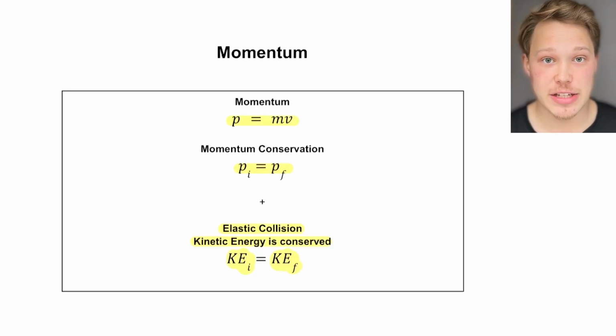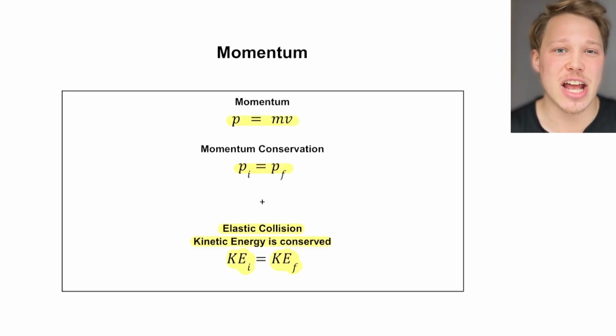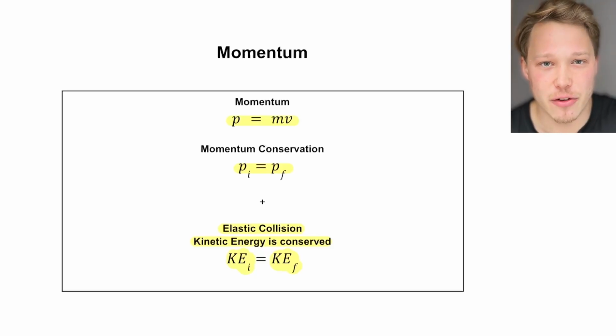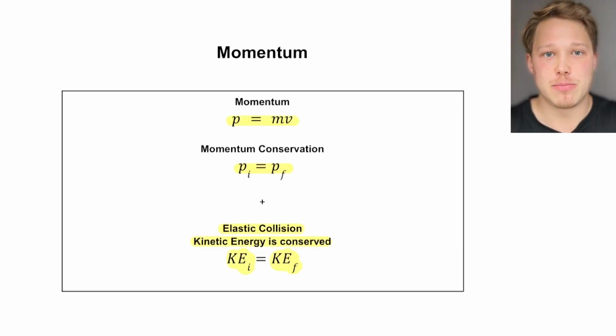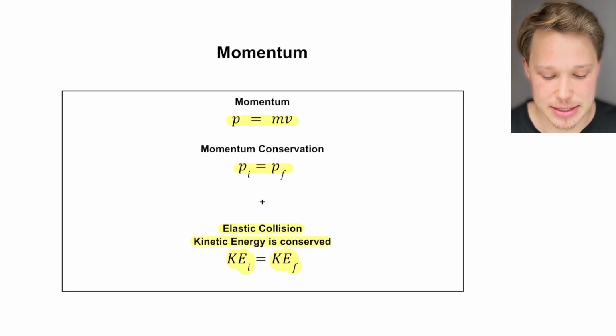Now, nothing in physics says that fundamentally kinetic energy has to be conserved. It doesn't. The total energy has to be conserved, but kinetic energy is only one type of many different energies. However, in some collisions, kinetic energy can be conserved, and the way you will be given that information is when the problem tells you that the collision is elastic.